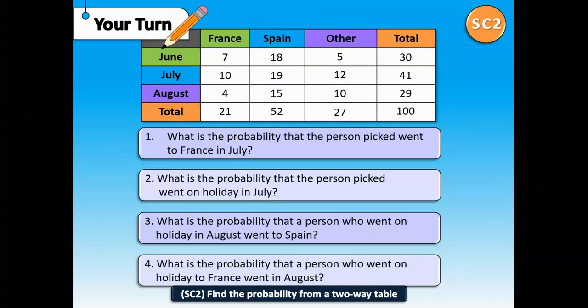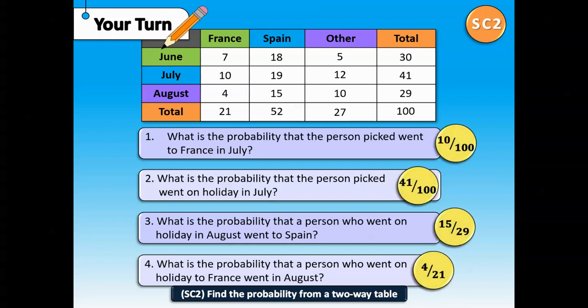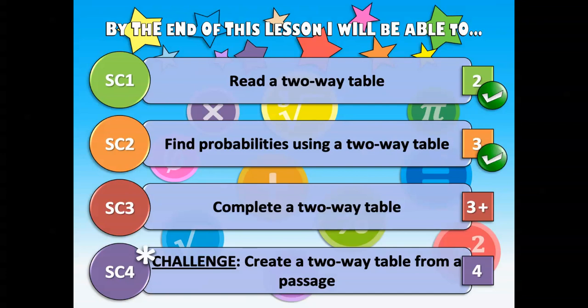Here are 4 questions for you to have a go at. Pause the video, and when you're ready to see what you should have done, press play. Here are your answers, so you can mark those. And now we've completed success criteria 2.